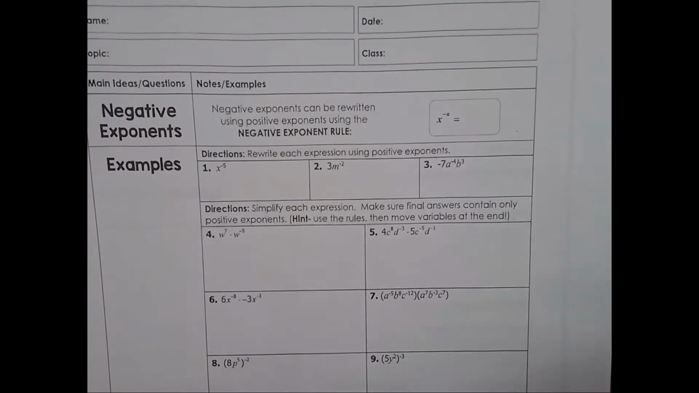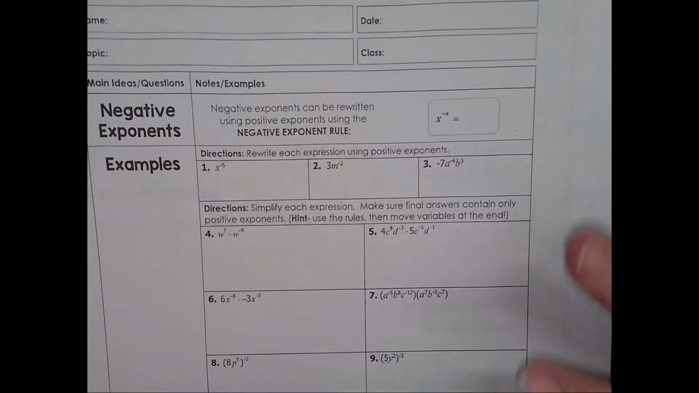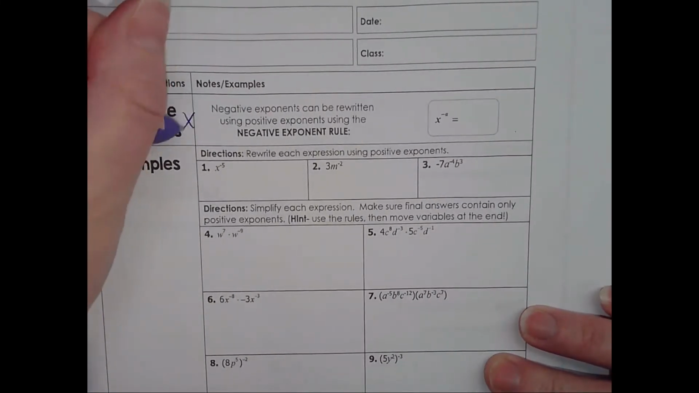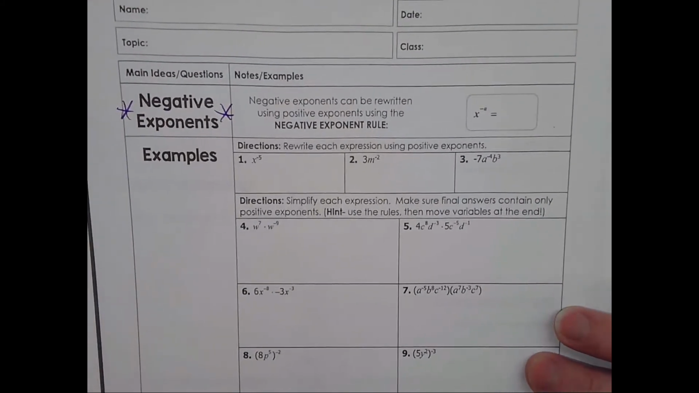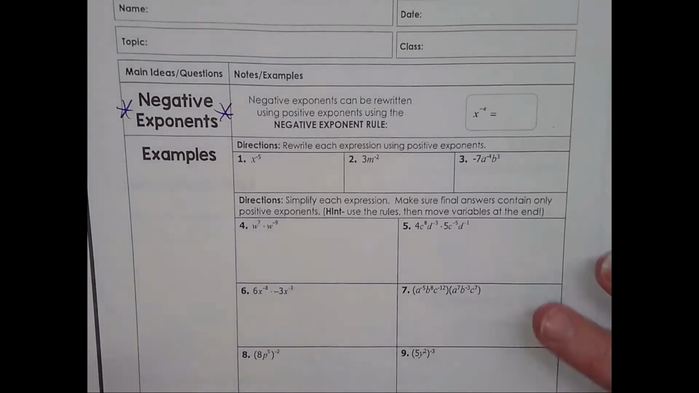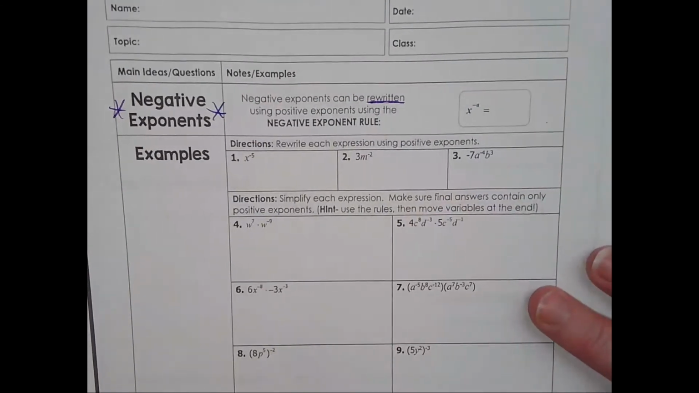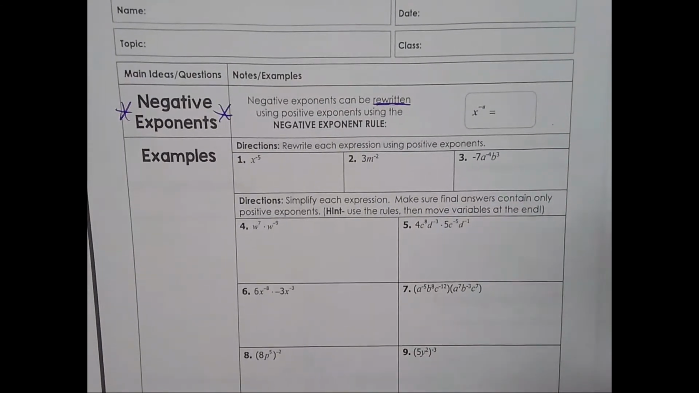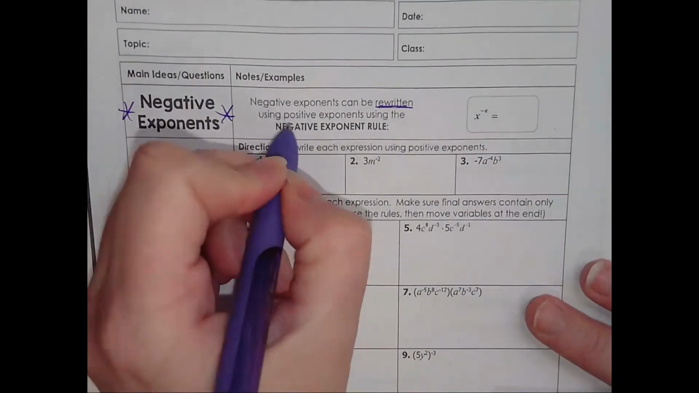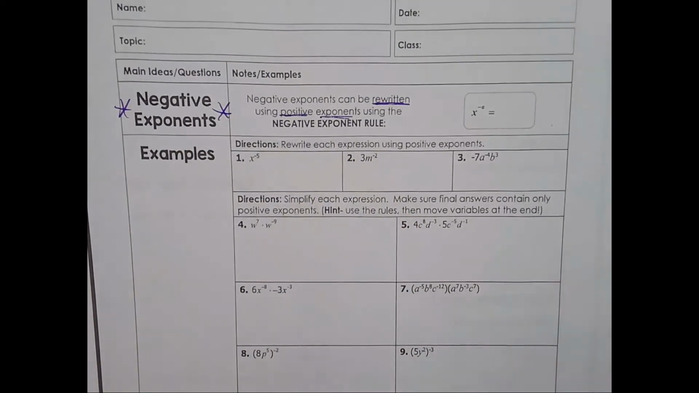So in math, there is a big rule, there's a law, that you cannot have negative exponents. So if you have negative exponents, you have to rewrite the expression or whatever's going on there with positive exponents. So you can have negative numbers, but you can't have negative exponents.